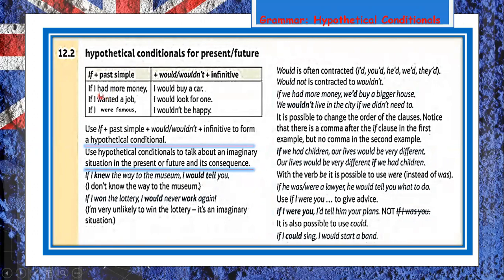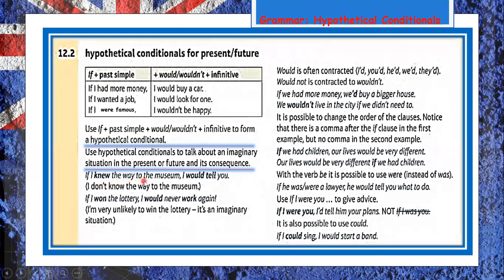This is the structure. We need to use if plus past simple, and the condition or the consequence or result is with would or wouldn't plus infinitive. For example, if I had more money, the result or the consequence would be I would buy a car. If I wanted a job, I would look for one, and if I were famous, I wouldn't be happy.